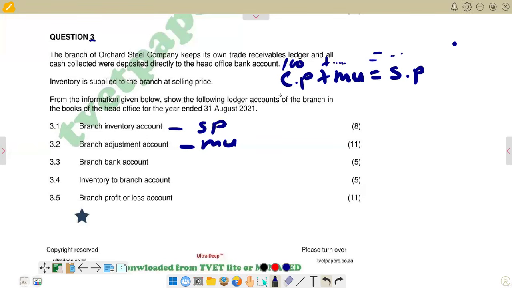So the inventory values that we are going to put in the branch inventory account and then the branch adjustment account will be in the proportionate values of the selling price and markup values. So we are going to see how we are going to calculate according to the question. In some questions, you'll be given the value of cost price and selling price, then you can calculate the figure for markup for the values to transfer to the branch adjustment account. So this is what we have. So we can go and see all the information that we have in the question.